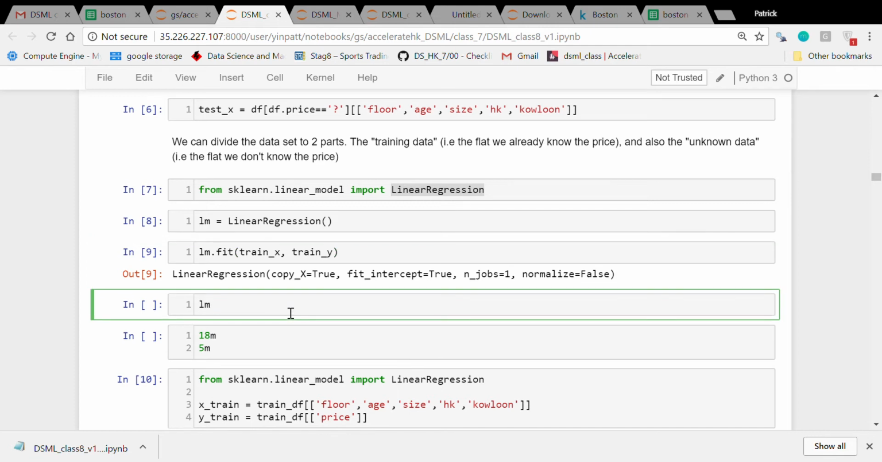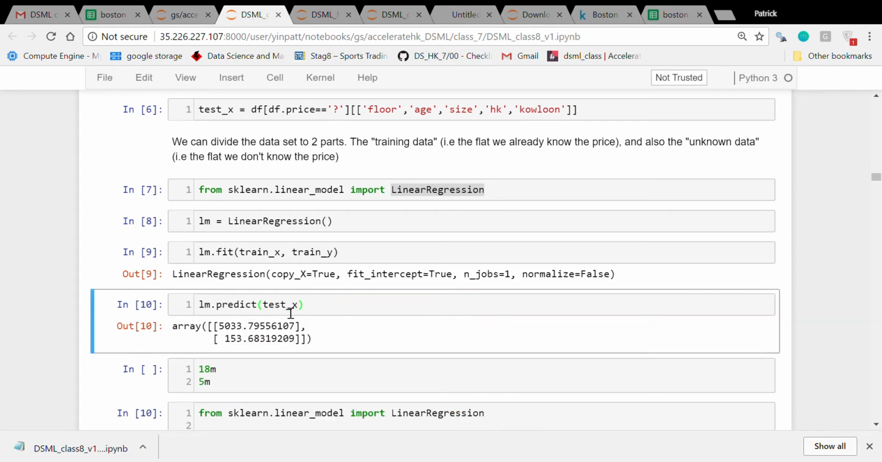And now the next step is to make prediction. Okay. To make prediction, we just do lm.predict and put the test X inside. Okay, remember we have two question marks, which is the two flats that we want to predict the price.